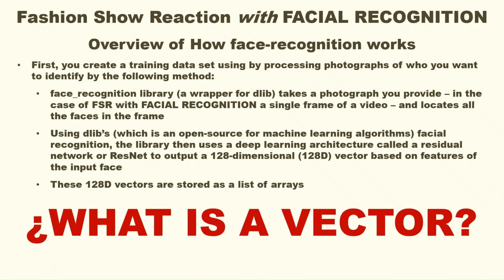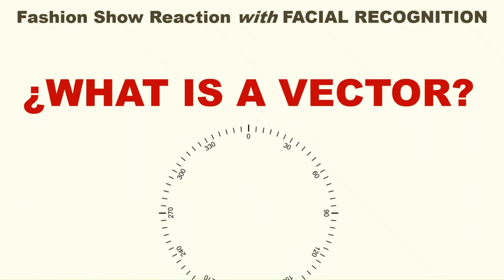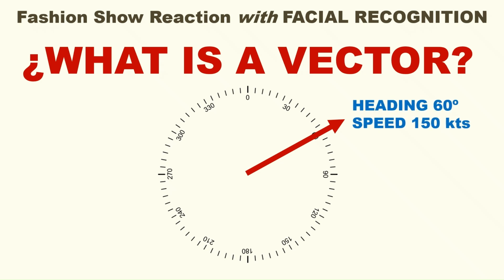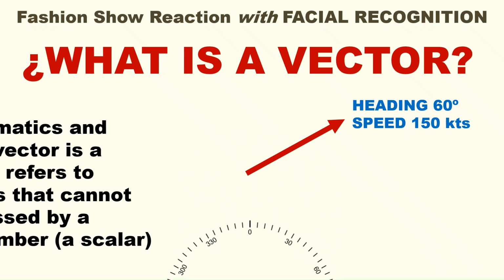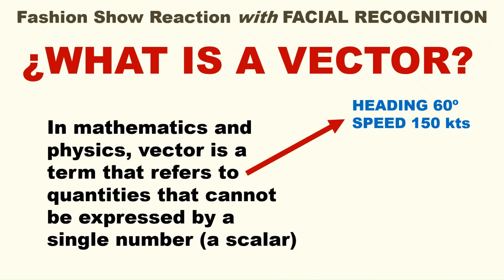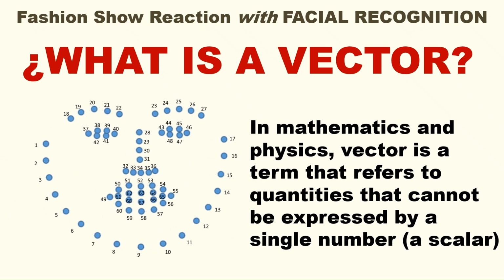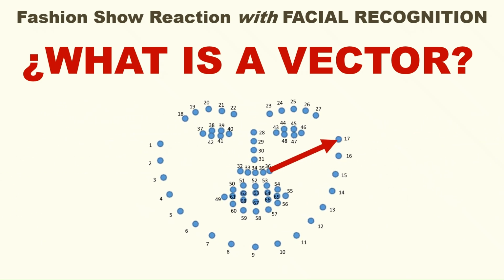But wait, what is a vector, you ask? A vector is a mathematical way of notating a scalar, which is a representation of more than one value. For example, if you're flying an airplane and air traffic control tells you to fly a heading of 60 degrees at the rate of 150 knots, they have given you a vector which denotes two values, heading and speed. How this translates into facial recognition is that each of those 128 dimensions is a measurement of the directions and distances between landmark distinctions on the face.